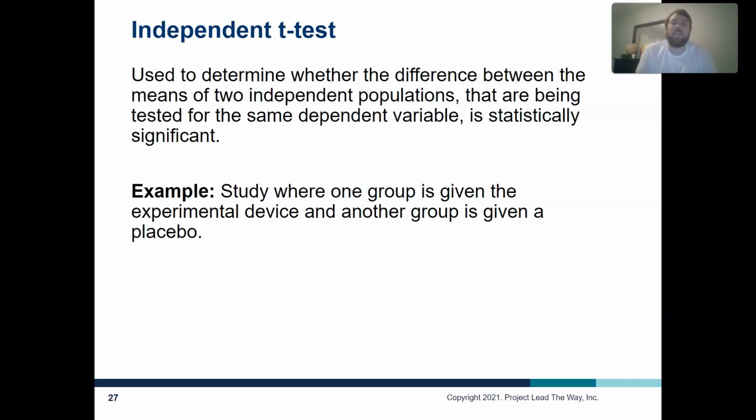So an independent t-test is going to be used to determine whether the difference between the means of two independent populations, two separate groups that are being tested for the same dependent variable, men and women, for example, being tested for heart rate, is statistically significant. That's the same dependent variable, the same outcome that we want to see in the same data sets, just two different groups. The example that they have here is a study where one group is given an experimental device and the other group is given a placebo. We can test the group that has the experimental device and the group that doesn't have the experimental device and see the difference in the means and see if it's by chance.